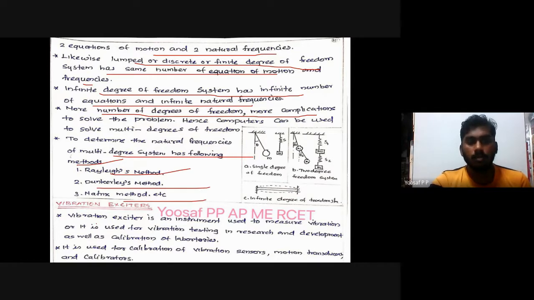Vibration exciters. Vibration exciters are instruments used for vibration testing in research and development as well as in calibration laboratories. They are used for calibration of vibration sensors, motion transducers, or calibrators.